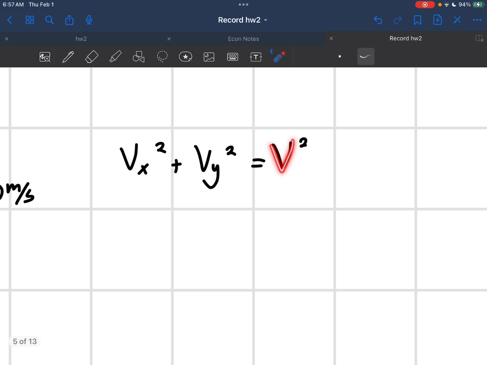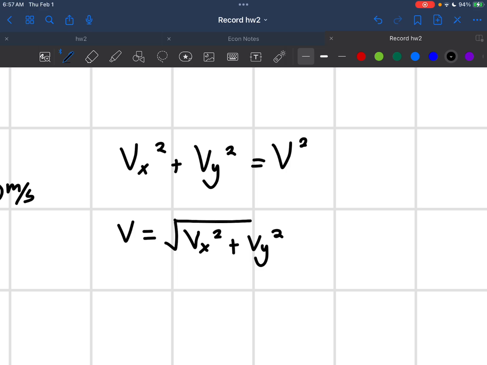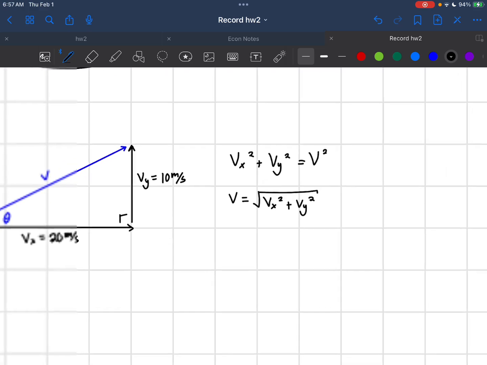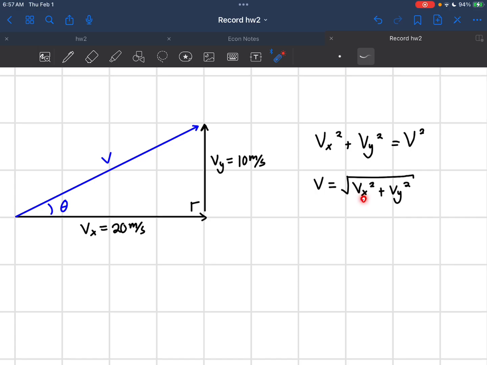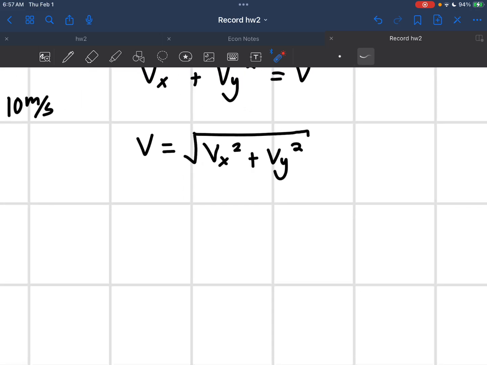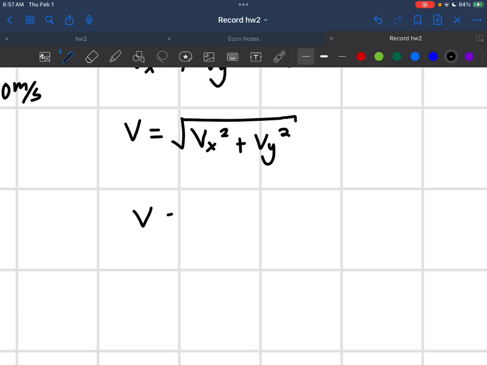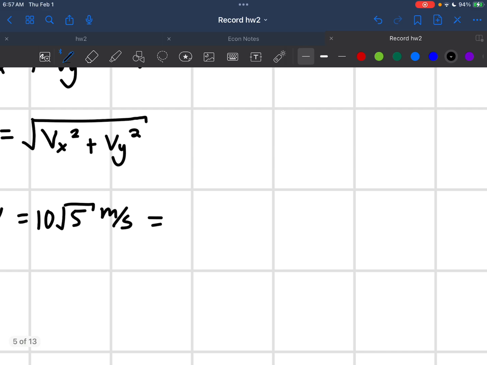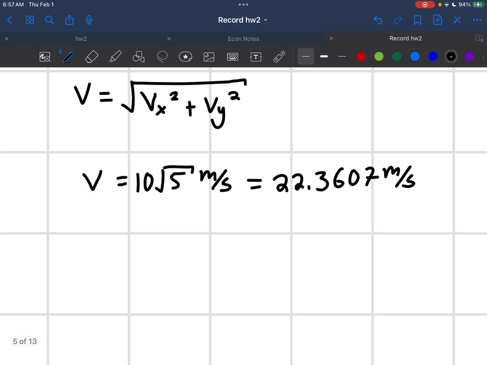And if I'm trying to just solve for V, then I would take the square root of both sides. And in doing that, I get that V would equal the square root of Vx squared plus Vy squared. Okay. And because I have values for Vx and Vy, I can plug in 20 squared and 10 squared and then square root it. And if I was really feeling fancy, that would be 10√5 meters per second, or in decimals it gives us 22.3607 meters per second. Right.